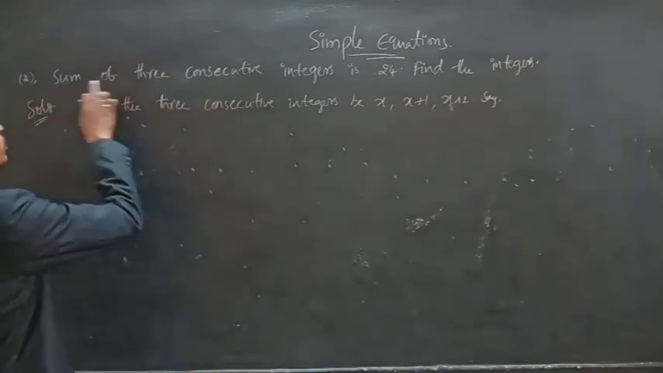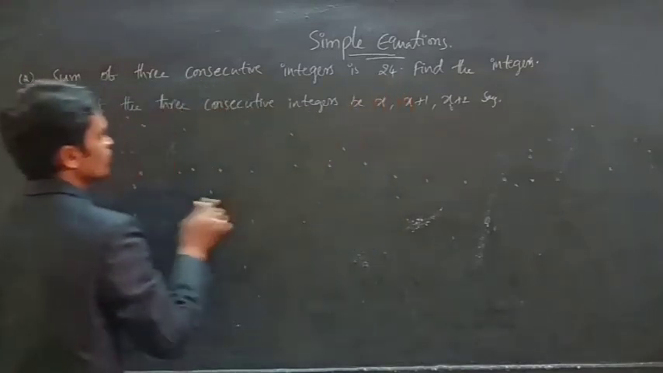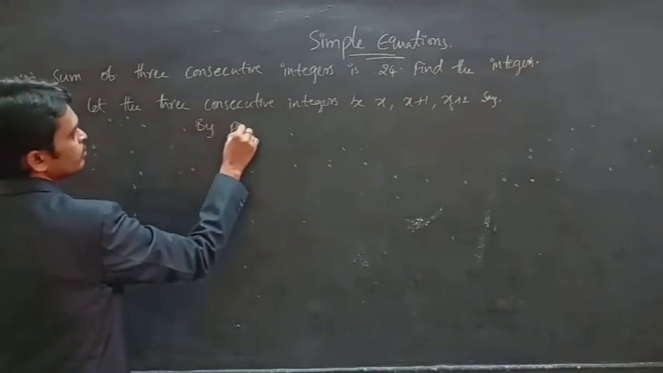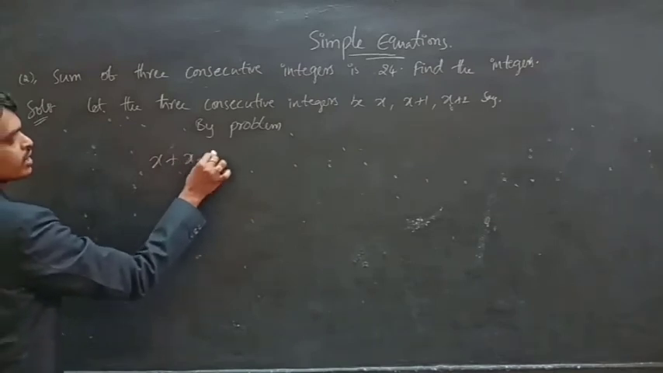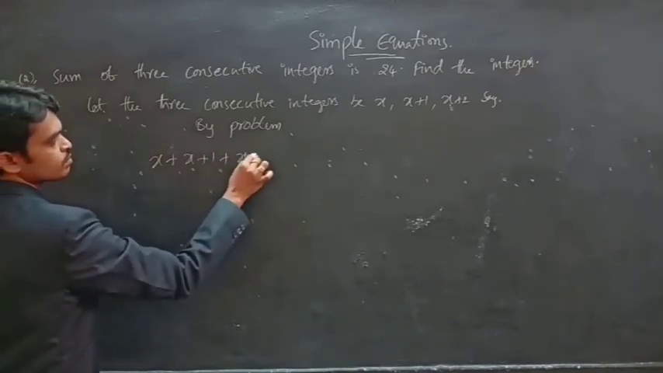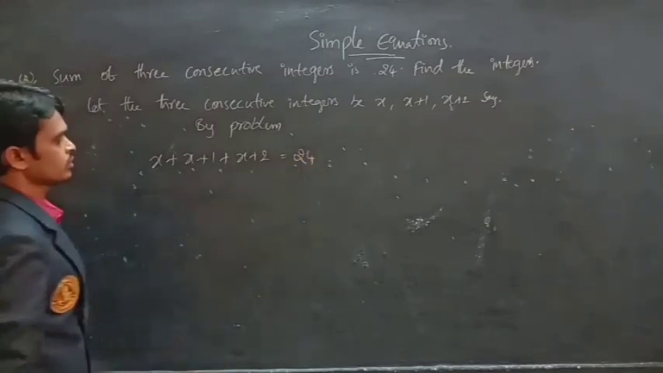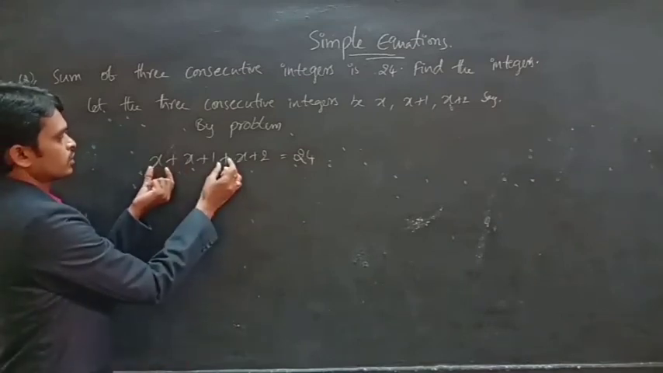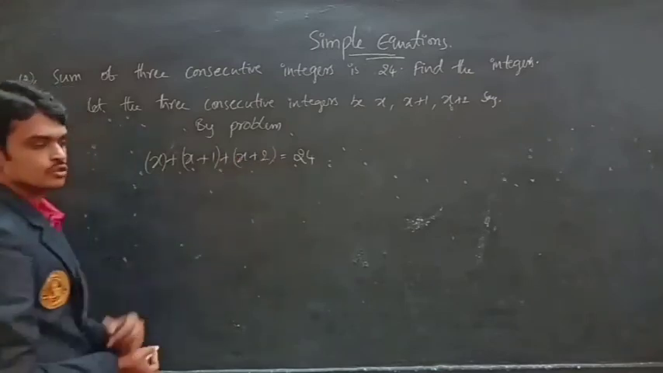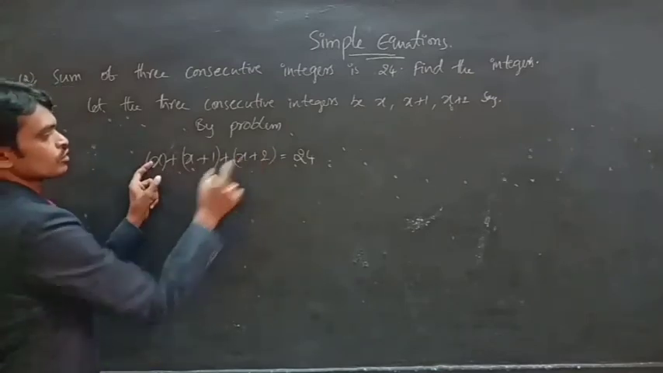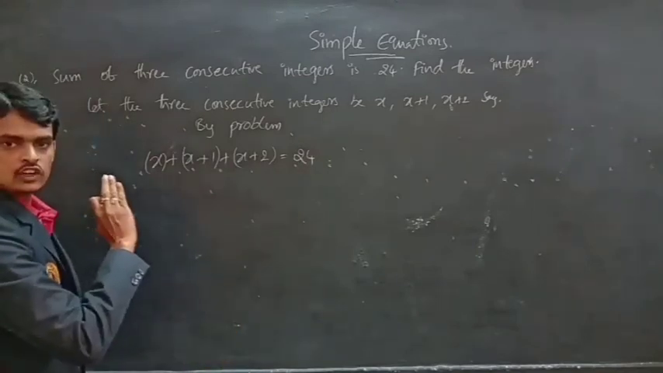Right. Now what are they saying? The sum of these 3 integers is equal to how much they gave? 24. So now by the problem, x plus x plus 1 plus x plus 2 is equal to 24. So the sum of 3 consecutive integers x, x plus 1, x plus 2 is how much? 24. Now add the variables and add the constants.